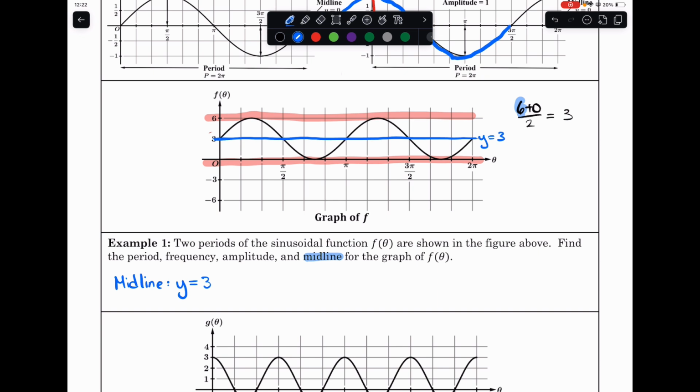The reason I like finding that one first is that, now that I have it, the amplitude is simply the distance from the midline to the highest point or to the lowest point. So I can use this point right there and go to the highest. Since I'm at 3, to go to 6, that's 3 units in length. Or I can figure out the distance from the lowest point to the midline. Since my midline is at 3, to go all the way down to 0, I would have to go a distance of 3. So our amplitude equals 3.